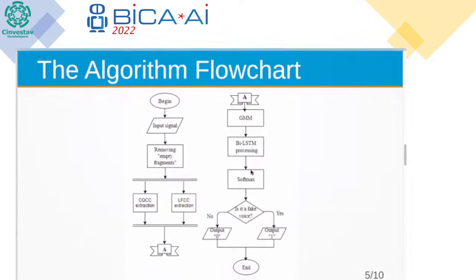The flowchart of the program algorithm is shown here. The system receives an input signal in the form of a raw WAV audio file. The file is cleared of empty fragments, after which the spectral features of LFCC and CQCC are extracted in parallel. Then it is necessary to classify the objects and conclude whether the voice is synthesized or not.